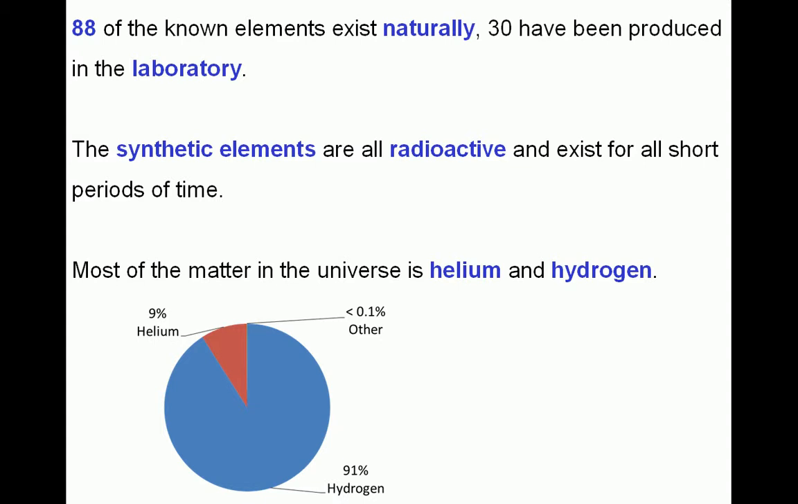So what are the most abundant elements in our universe? Well, most of the matter in our universe is helium and hydrogen. Most atom types in our universe are hydrogen atoms or helium atoms. In fact, our universe is approximately 91% hydrogen and 9% helium, with less than 0.1% other types of atoms. So how do we know this?